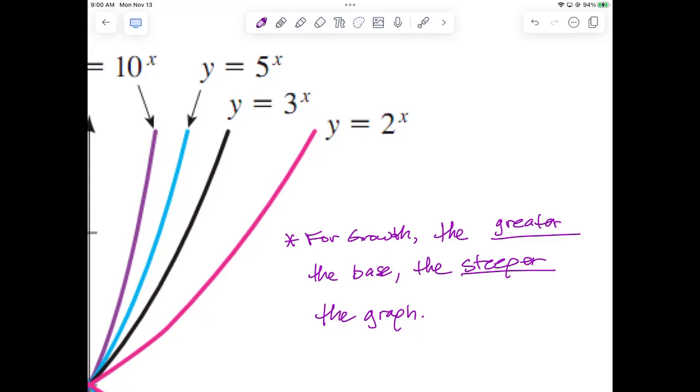Something that doubles every cycle versus something that triples every cycle versus something that quintuples or increases by a factor of 10. The bigger the base, the greater the scale factor is, and so the faster it's going to grow for large values of x. So it makes the graph steeper.